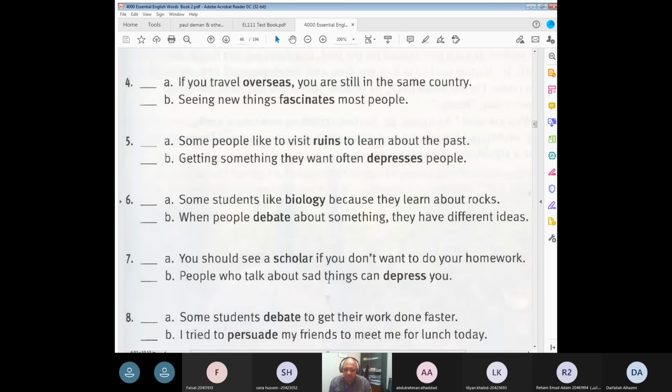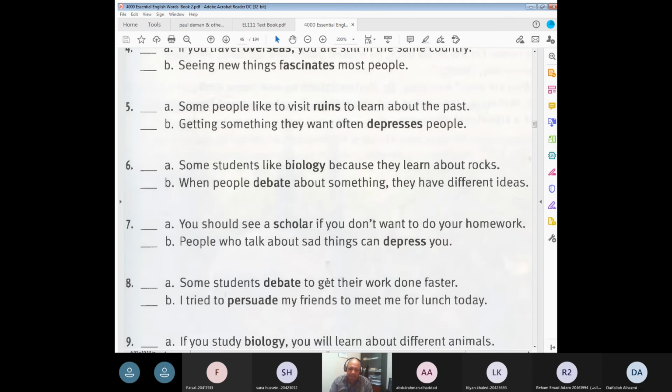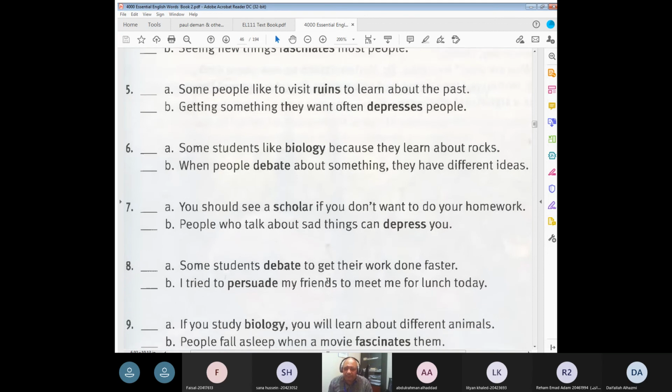If you travel overseas, you are still in the same country. Seeing new things fascinates most people. I think it's B. Yeah, the first one is no. If you travel overseas, you leave your country. You leave the country that you are in to another country. So seeing new things fascinates most people. Yes, absolutely.